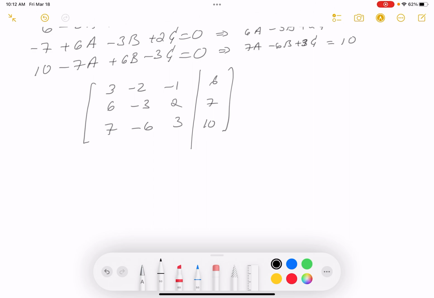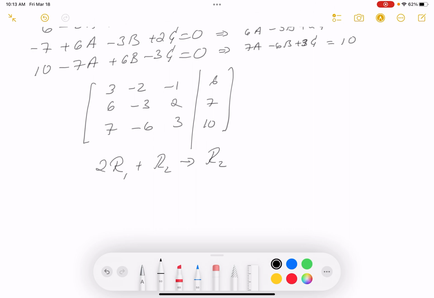And I'm going to say 2 row 1 plus row 2, give it to row 2. All right, so I'm going to write that down.